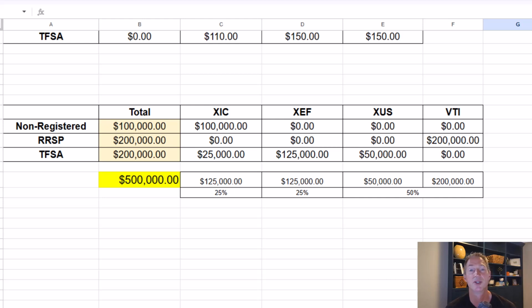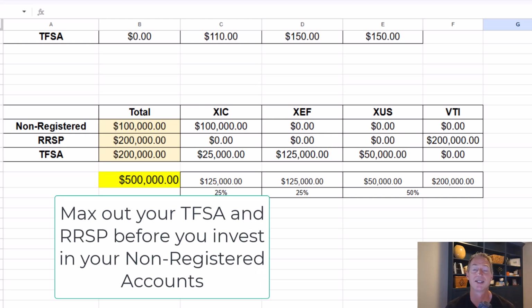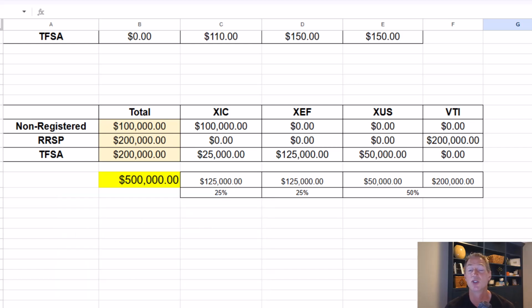So this is what I do. These are not my numbers at all. I just threw in some examples here. So I do have my TFSA, my RRSP maxed out, so I'm investing in my non-registered account. And let's just say that I have $200,000 in my TFSA, $200,000 in my RRSP. My RRSP is a lot lower than most people because of my defined benefit plan, so I don't have very much that I can put into my RRSPs. And then the rest, I have $100,000 in my non-registered for a total portfolio of, say, $500,000.